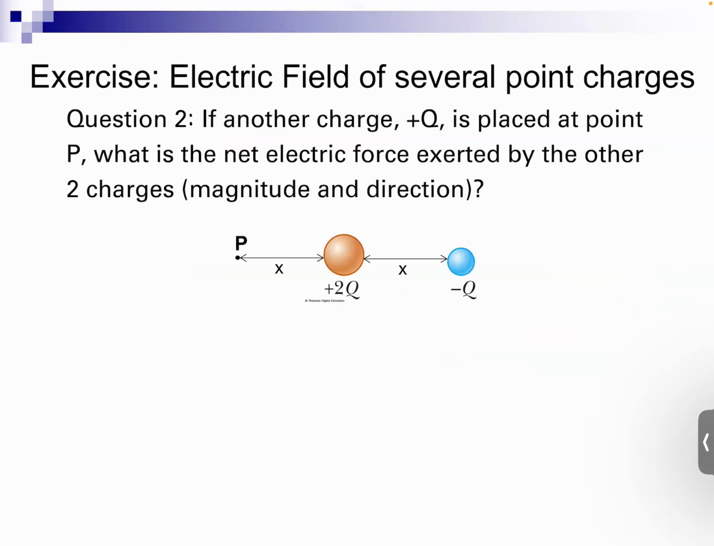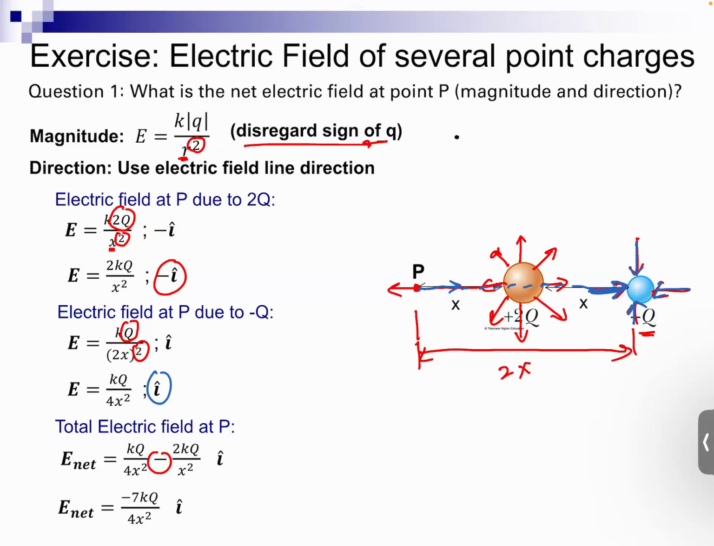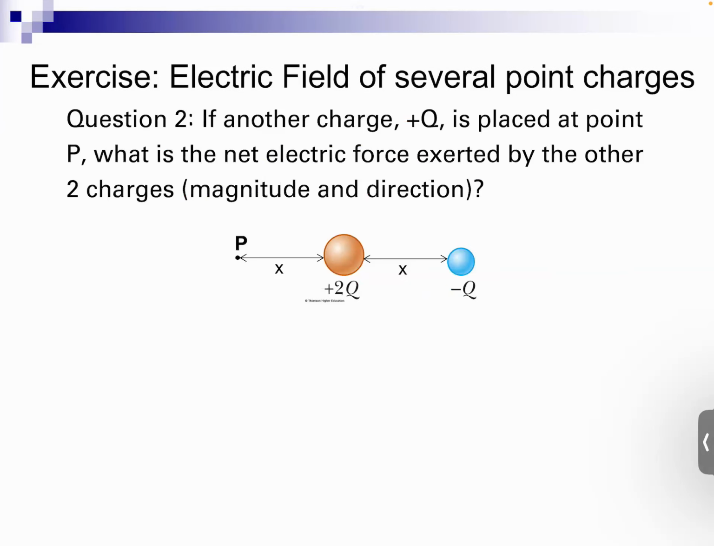But if we now want to find the force, say it's the same set of charges, the same point P, but now we put a charge +q at point P, and we want to find the force that this charge experiences because of these two charges, +2q and -q. So how do we solve for the force experienced by this +q charge at point P?